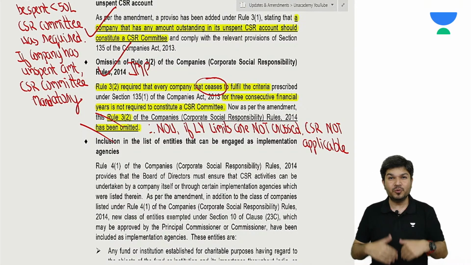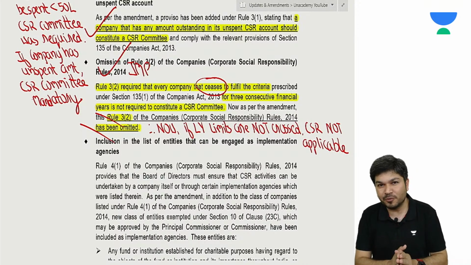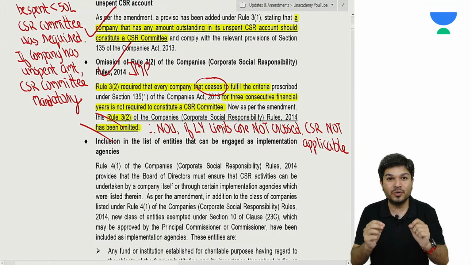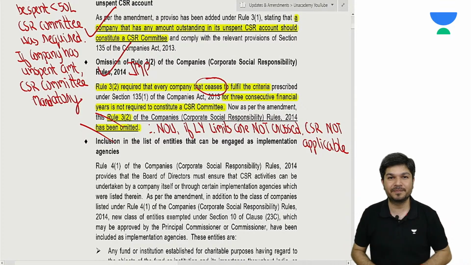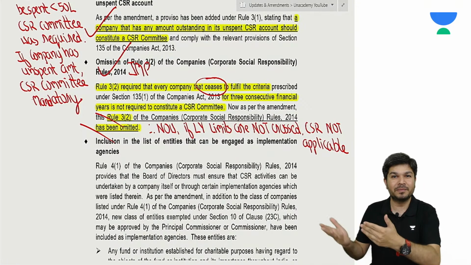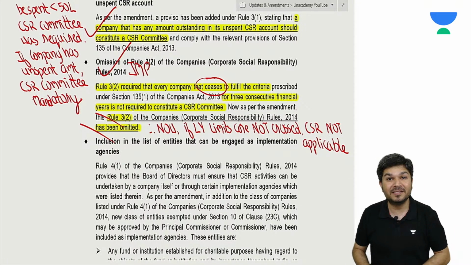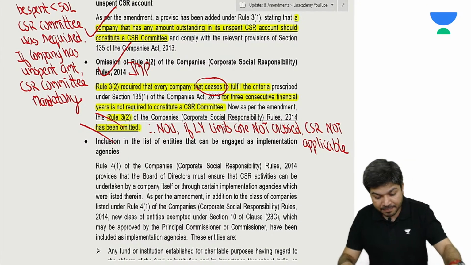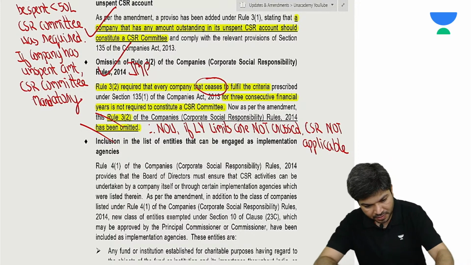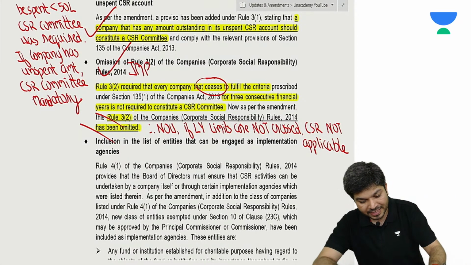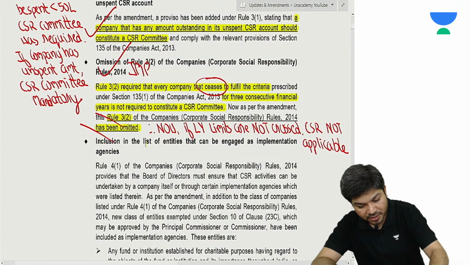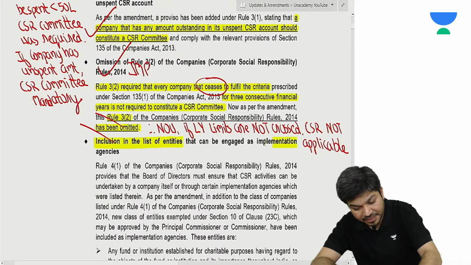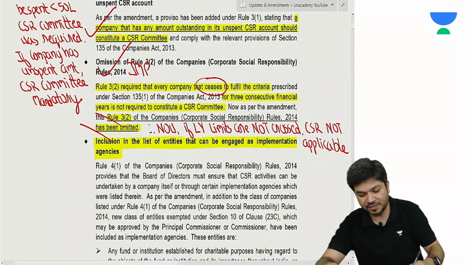Now, you may do CSR on your own. If I have to do CSR, I can do it on my own, or I can do it through implementing agencies. I can take the help of some agencies. Now, they've given you what comes under the implementing agencies. What is included in implementing agencies? Inclusion in the list of entities that can be engaged as implementation agencies.